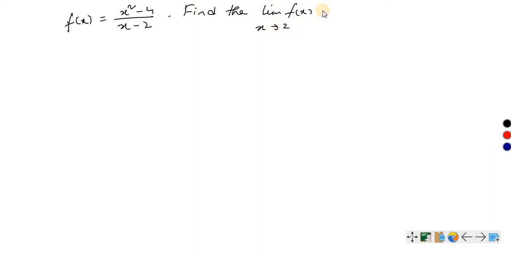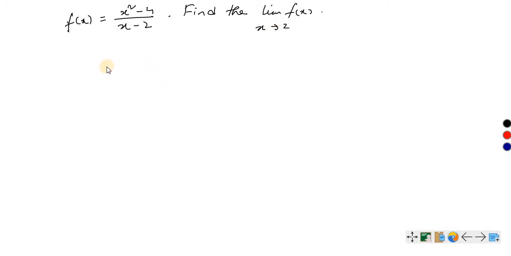Now let us do a problem based on limits. Say that our function is f of x equals x square minus 4 by x minus 2. And the question is: find the limit of f of x as x approaches 2.